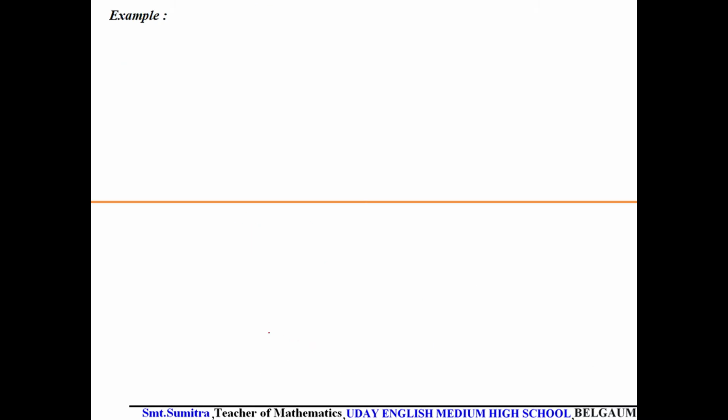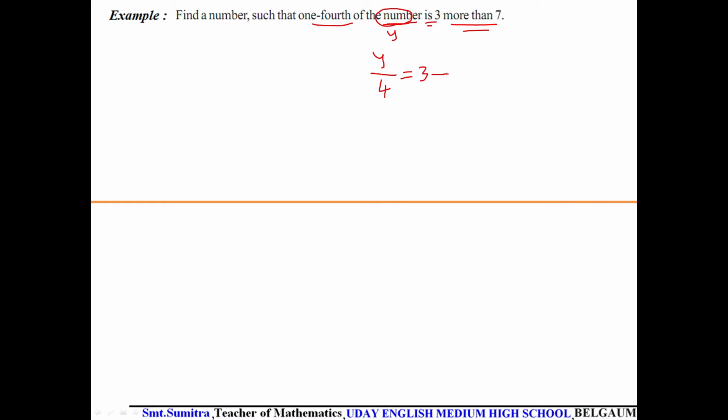Find a number such that 1/4 of the number is 3 more than 7. Again you call the number as an unknown variable here, say for example x or y. 1/4 of y means y divided by 4 is 3 more than 7. Is means equal to. More than 7 means plus 7. Hm, so this is the way how we form an equation. Then find the value of y.